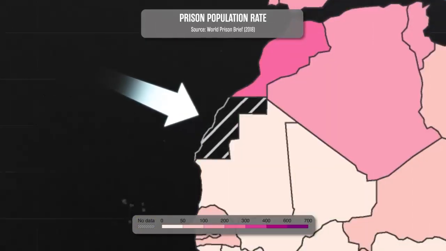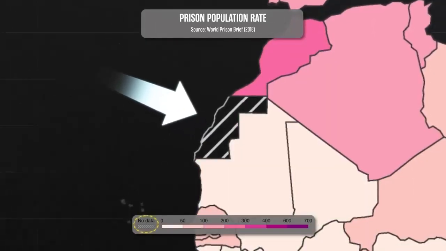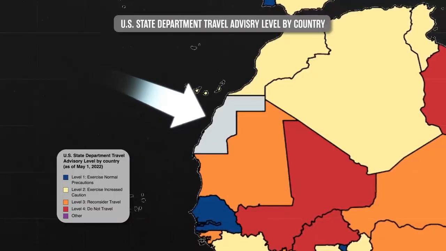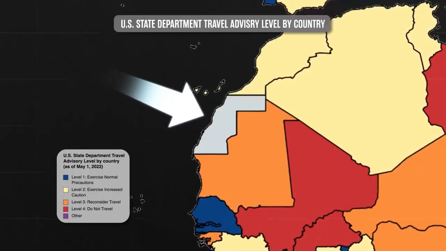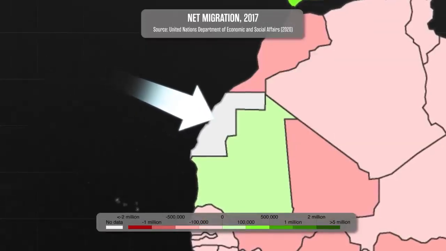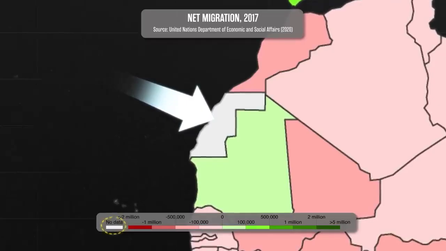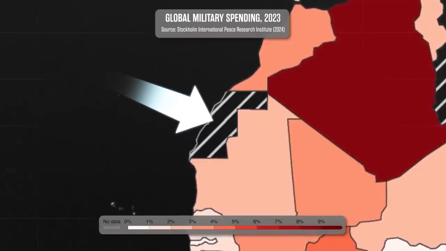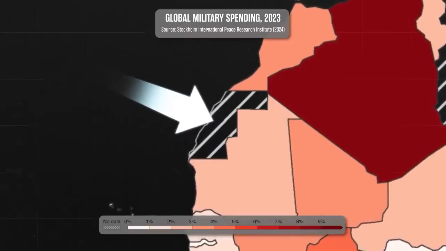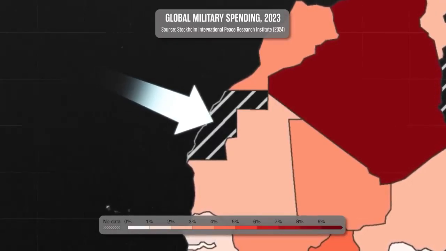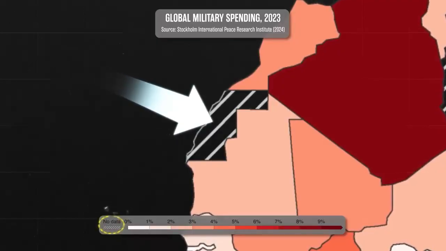This map showing global prison population rates shows the same territory blank and with no data. This map showing the US State Department's current travel advisories lists the same territory as blank with no data. Or this map showing net migration rates worldwide still leaves the same territory blank and with no data. I could really just keep going on and on here, because no matter what kind of data map you're looking at, the same area in Africa is pretty much always left blank and labeled with the same simple phrase over and over again: no data.